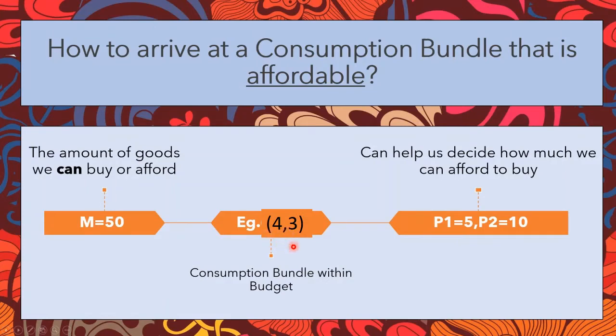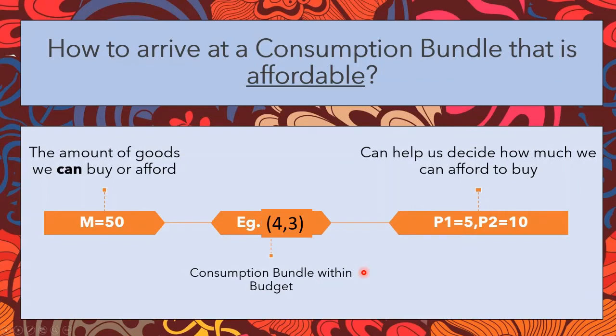So here, isn't this a combination that is possible? And I'm spending exactly equal to my budget. 20 rupees goes for the samosas and the remaining 30 goes for soft drinks. So definitely this is a consumption bundle within my budget. You can try other combinations as well.